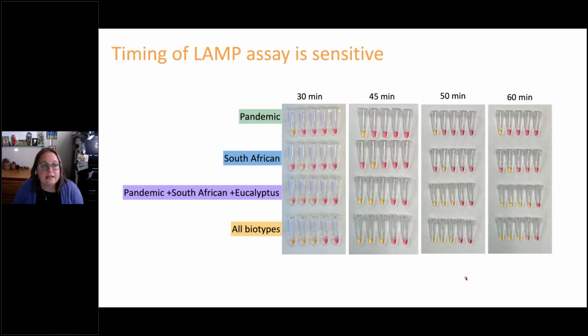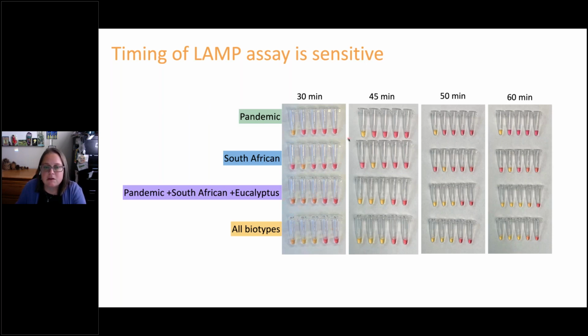Another thing that we found is that timing of the LAMP assay is really important. And this is a process where it's time sensitive. So here we've got that same strategy that I just presented. So we've got the pandemic, the South African, the pandemic, South African, and eucalyptus assay, and then the all biotypes assay. And this is after 30 minutes. And what you can see is that the yellow looks more of an orange. And so you get some inconclusive responses if you let this sit for 30 minutes.